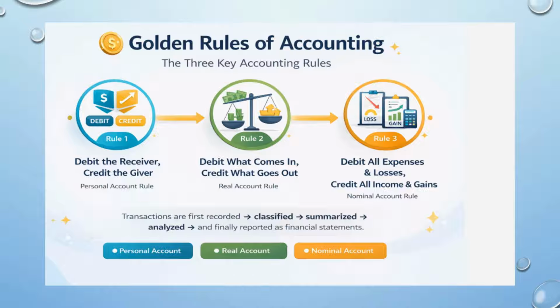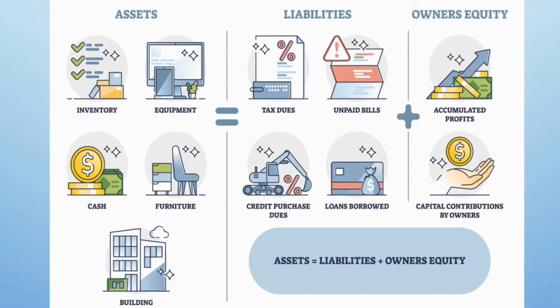As I have repeatedly said, once the transactions are recorded, they are classified, summarized, analyzed, and finally reported as a financial statement. When you are talking about the classification of the balance sheet items, there will be debit and credit, and debit and credit will always match. That is called the matching concept. When you purchase an inventory, it will be classified as an asset.